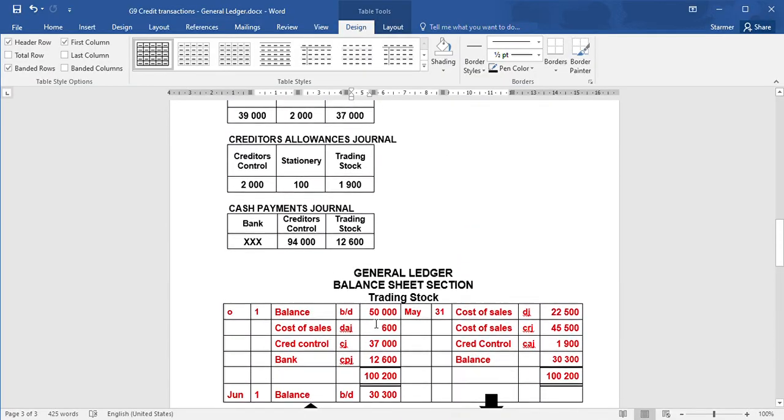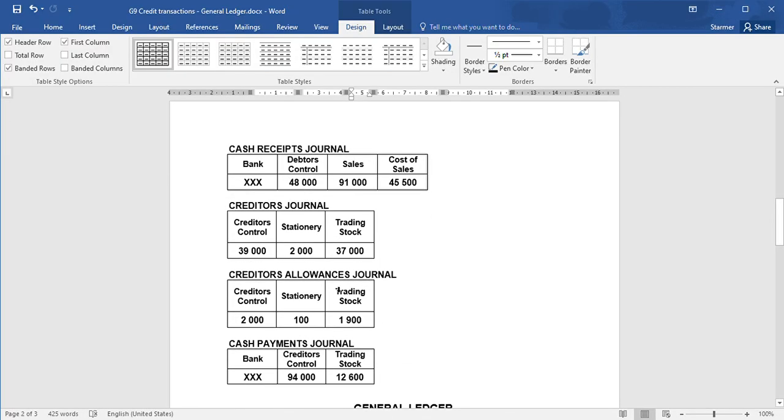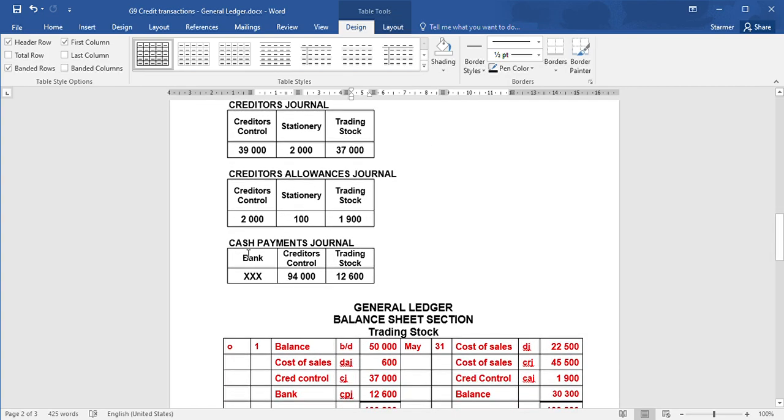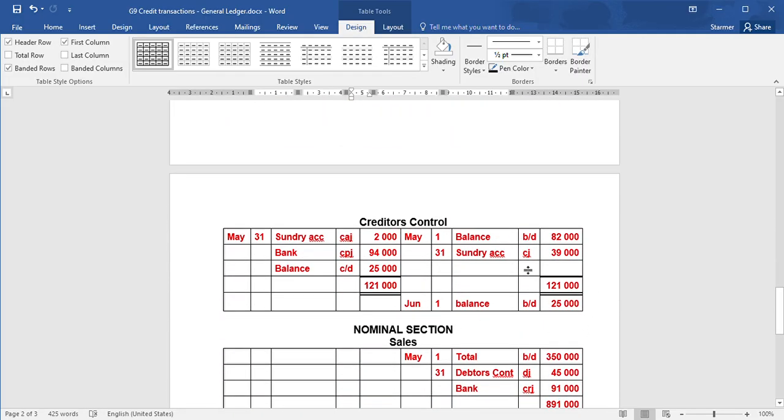Then we come here to our creditors control account. The creditors control account, if we buy on credit, we owe more money. Now for this one, we can't fit everything in that we bought. So you remember we summarize and we call it sundry accounts. So we owe more money to the creditor because we bought a whole lot of different items. So it's always sundry accounts here.